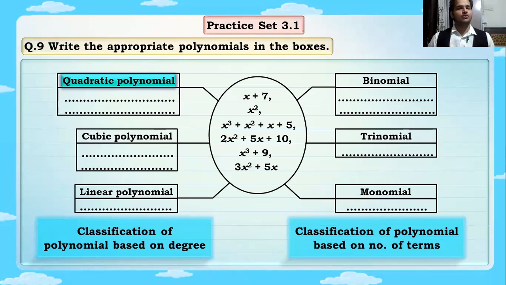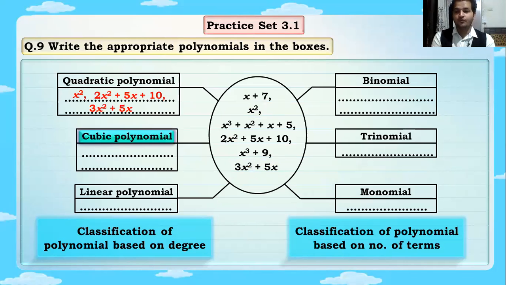So let us check for quadratic polynomial. Quadratic polynomial means what? Degree of the polynomial should be 2. That is, highest power of the variable should be 2. So from the 6 polynomials we will pick those in which the highest power is 2. For example, x square, then the fourth polynomial 2x square plus 5x plus 10, and the third polynomial. So these three polynomials we will write one after the other. Done. Then check for cubic.